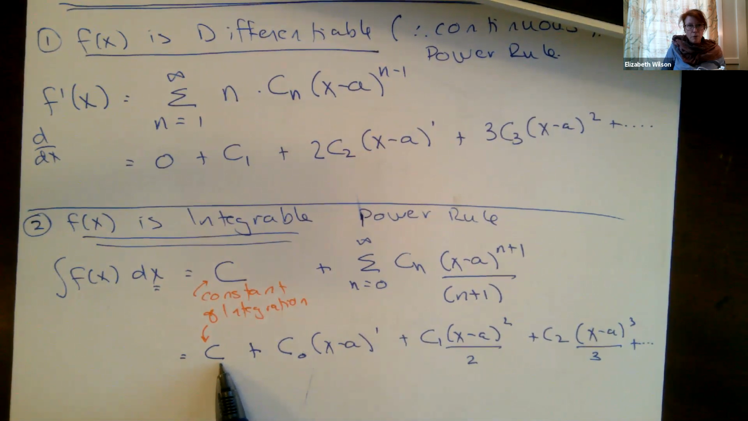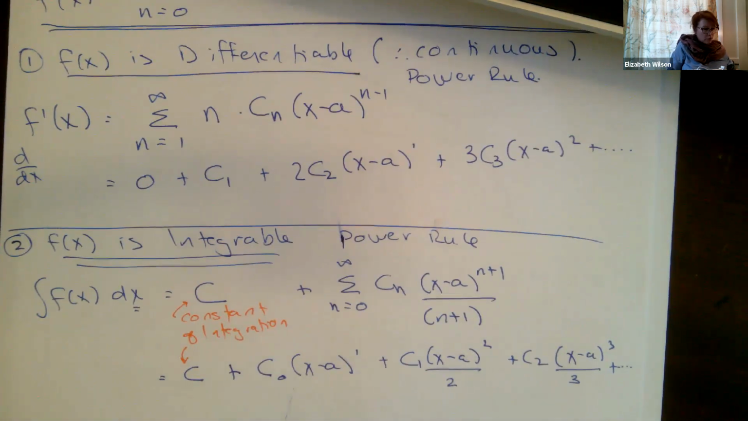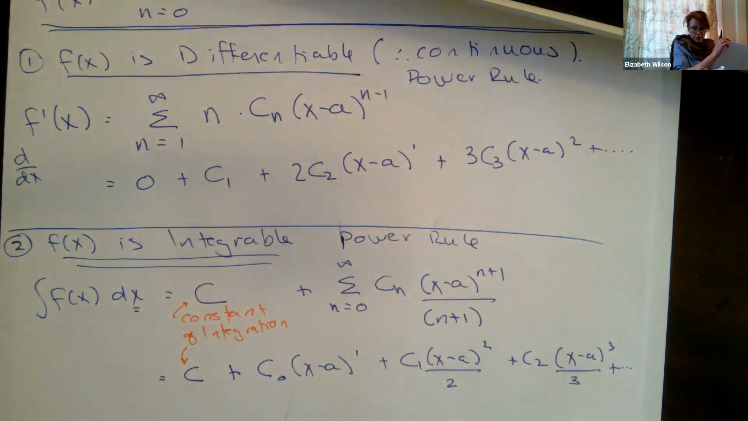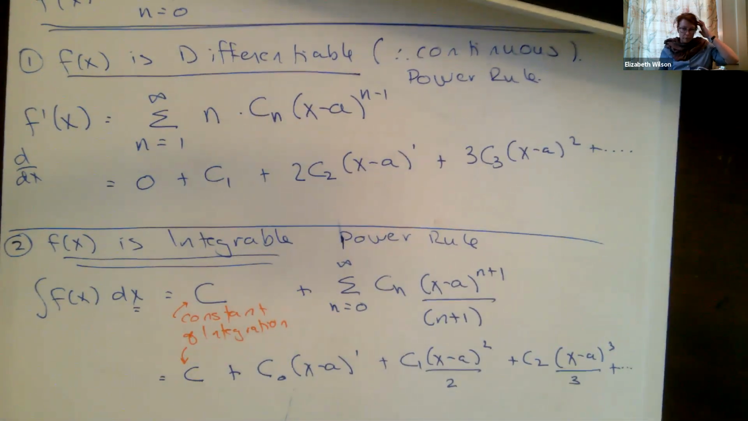I can solve for my C, my constant of integration, by plugging in essentially x equals a into my function, as well as into the polynomial. Basically, I'm just going to be able to find out what that is. We'll do some examples like that so you can see what it looks like. I'll let you guys finish writing that, and then we're going to talk about the radius and interval.